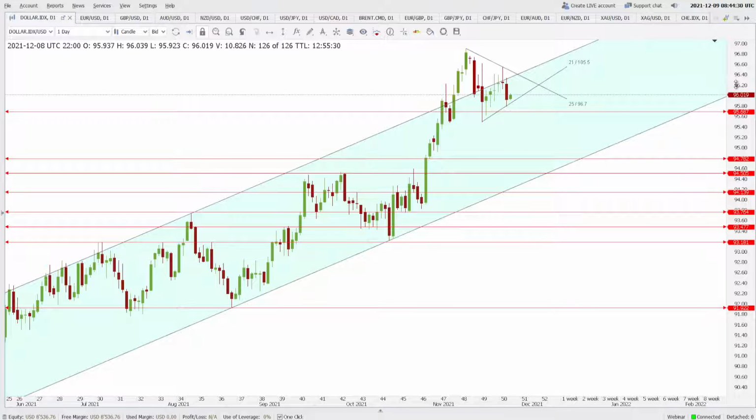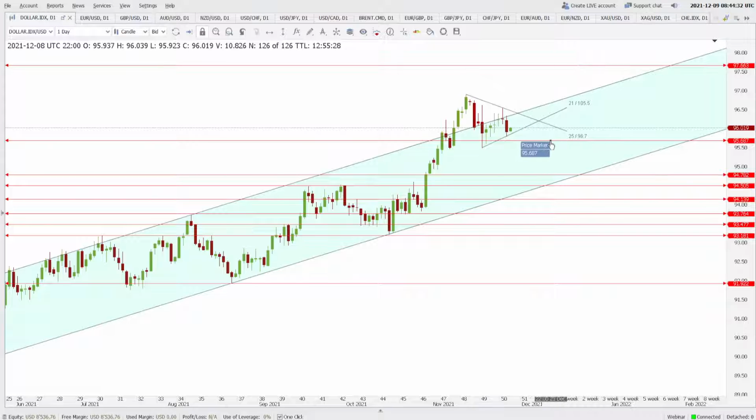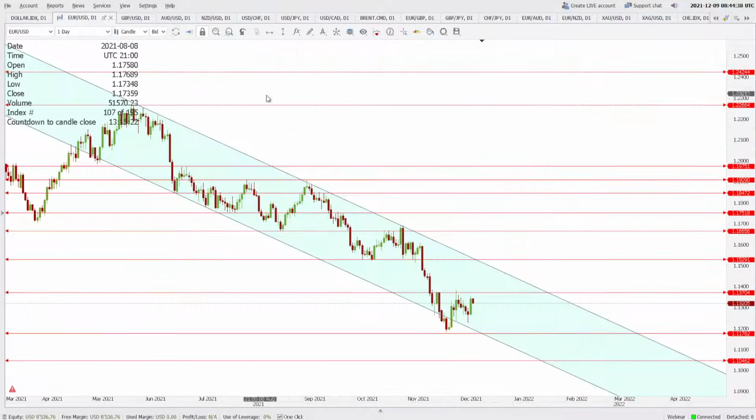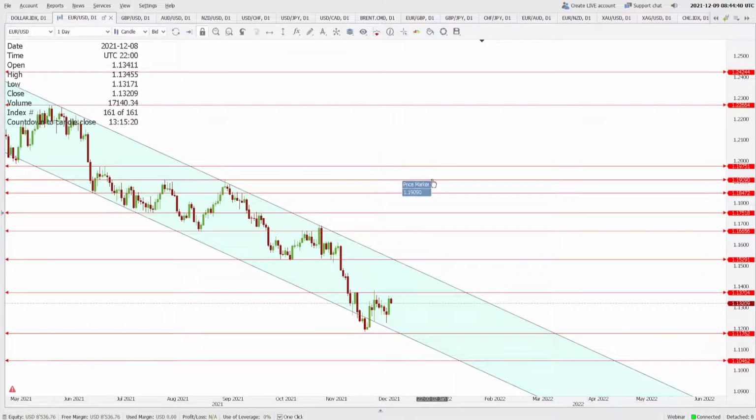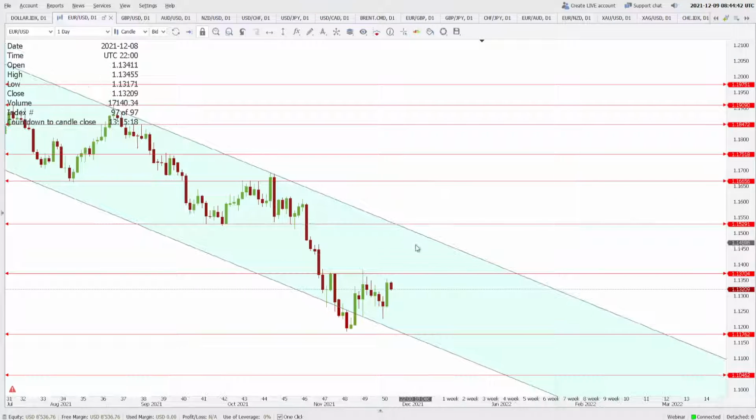So right now the support for the dollar index is 95.68 and resistance is at 97.66. Talking about the euro dollar, we have levels at 1.1370 area and 1.1176 area.